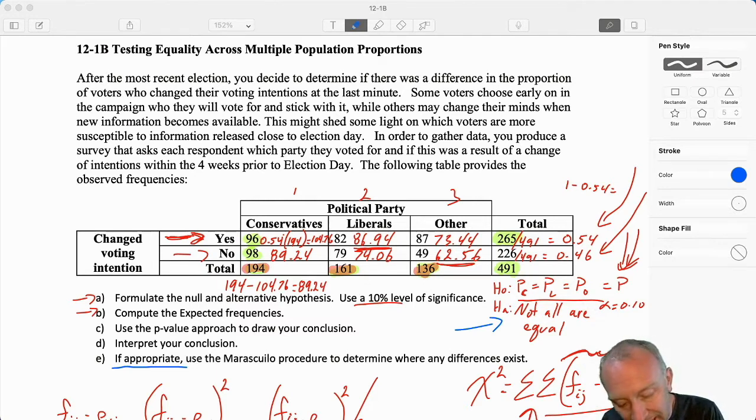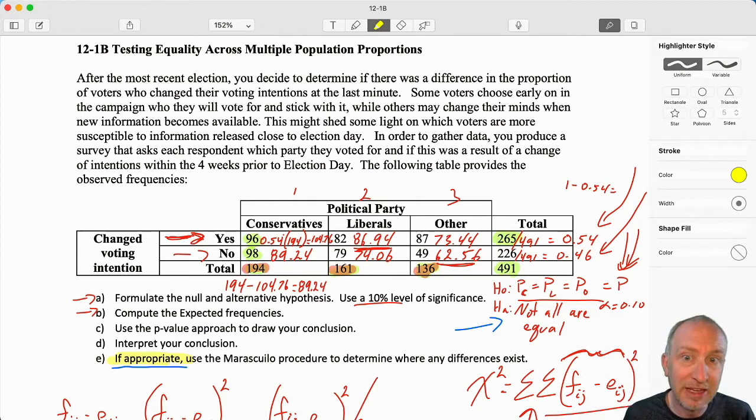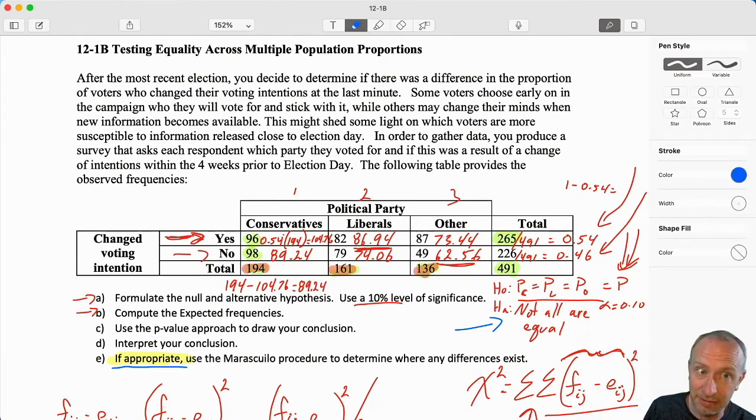Because we rejected, that is what makes it appropriate to now use this Marascuillo procedure to determine where the difference exists. If we did not reject the null hypothesis, then it would not be appropriate to use this method, because if we don't reject, then why would we look for a difference if we have already found that none exist? Because we rejected, we found that at least one of them is different. So now we're going to look for where that one is.